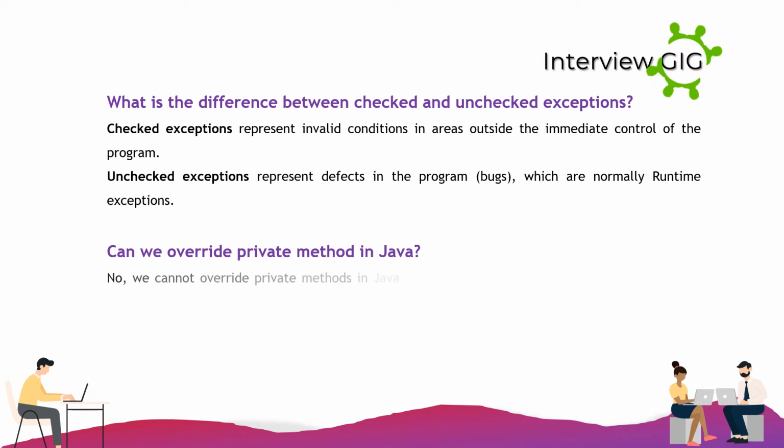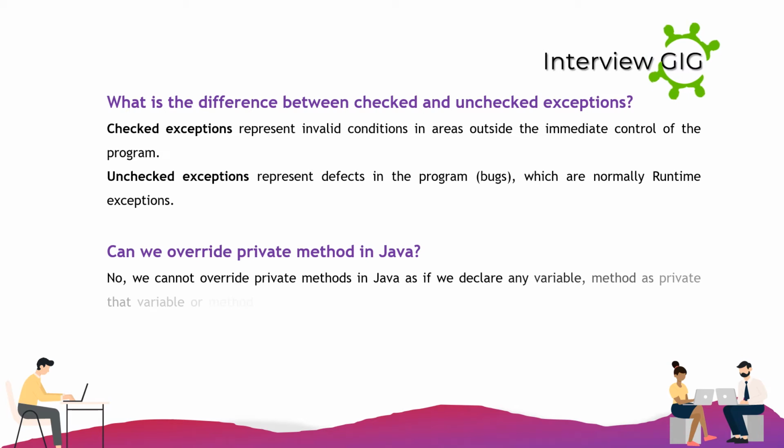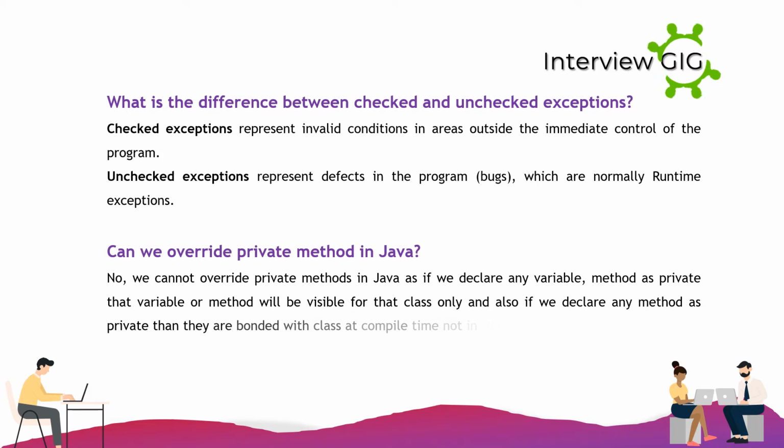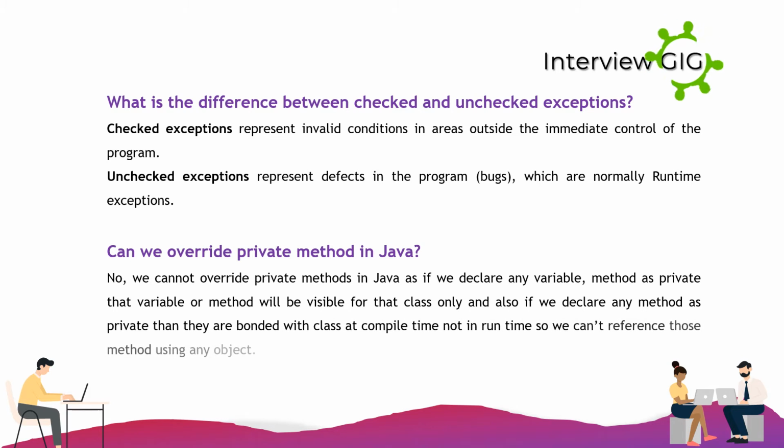Can we override private method in Java? No, we cannot override private methods in Java, as if we declare any variable or method as private, that variable or method will be visible for that class only, and also if we declare any method as private, then they are bonded with class at compile time, not in runtime, so we can't reference those methods using any object.